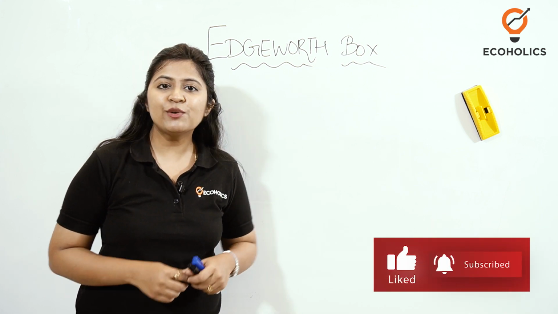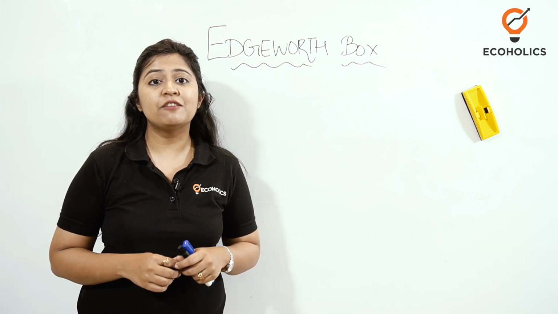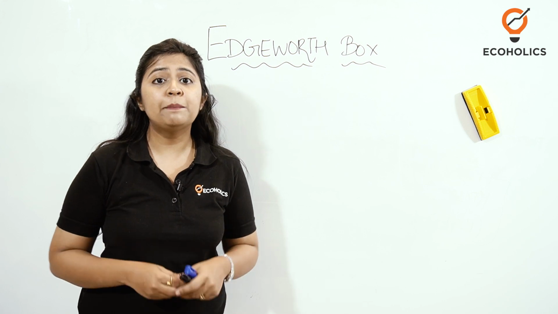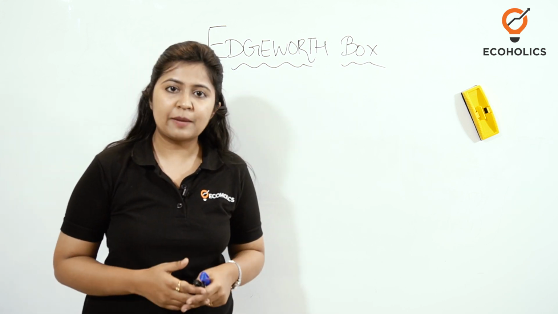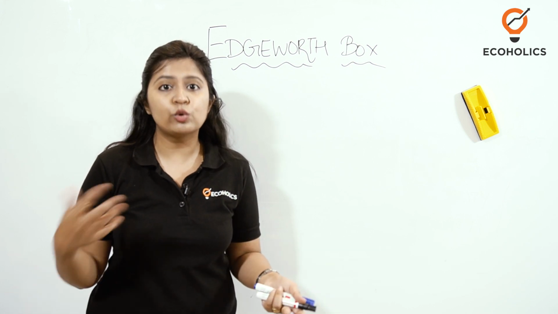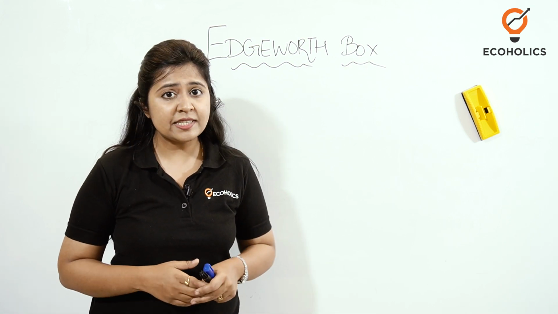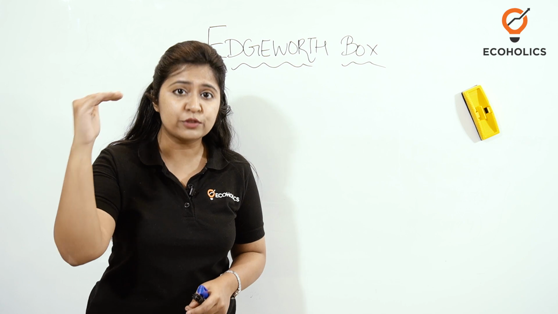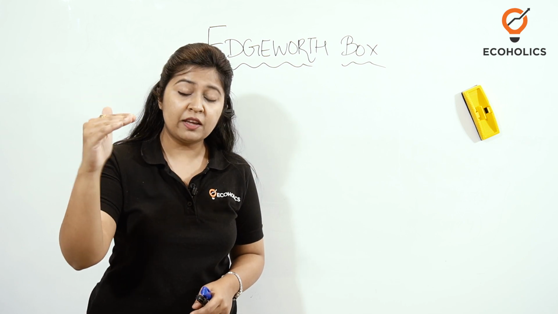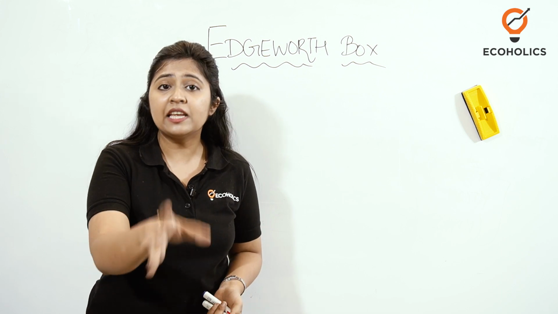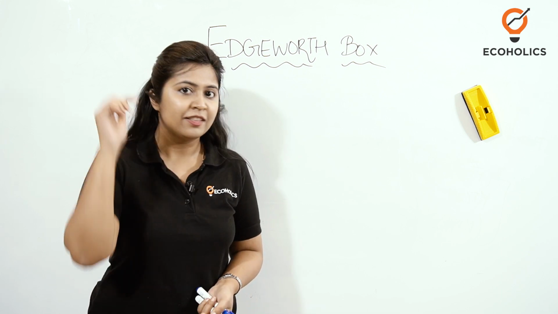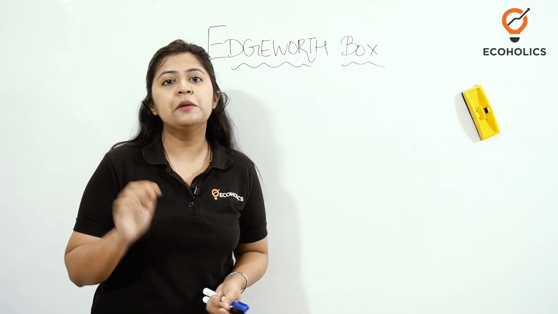Today we are going to learn a very nice concept known as the Edgeworth box diagram. The Edgeworth box diagram is normally used in welfare economics when we learn the Pareto criterion. Vilfredo Pareto gave this concept of optimality or social optimality, which suggests that a position is reached in an economy when no one can be better off without making any other individual worse off.